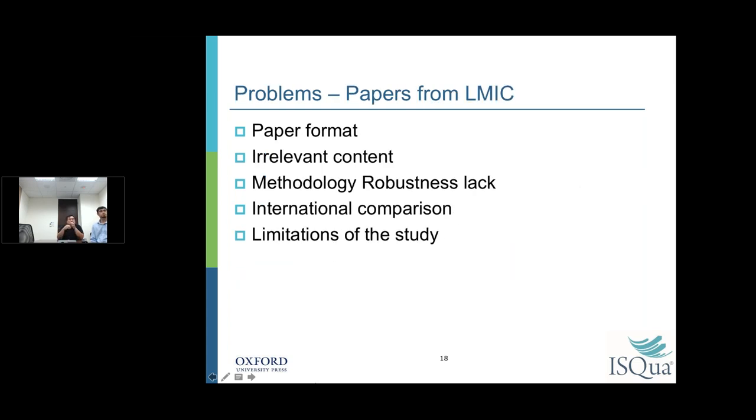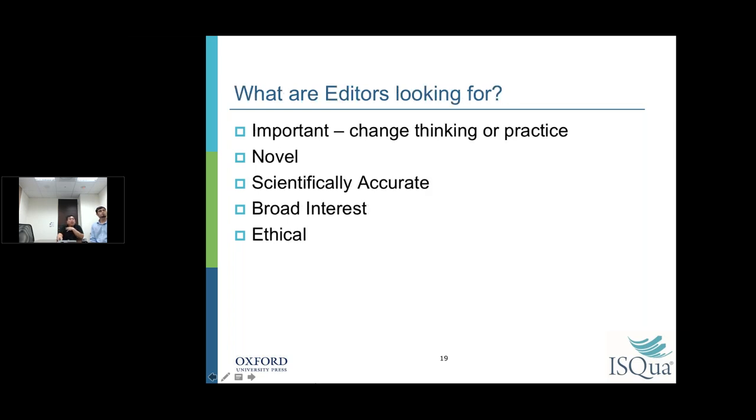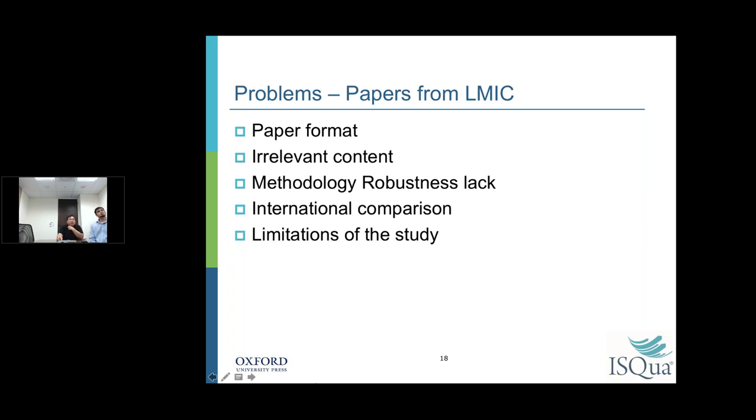Okay, so the general problems that we see from low and middle income countries are as follows: paper format, and sometimes we get irrelevant content, and the robustness of the methodology should be good, and also it will be great to offer a bit of international comparison. Some of these problems actually affect the acceptance rate of papers submitted from low and middle income countries.